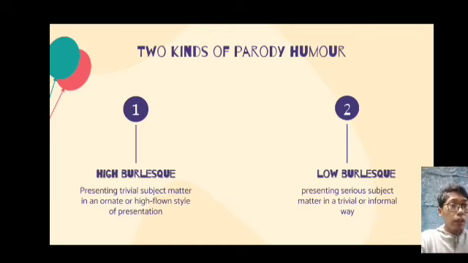Another form of high burlesque is mock heroic. Mock heroic imitates the form and style of an epic poem like Homer's Odyssey, which is quite formal and complex. Technically, it is a type of parody. Mock heroics induce humor by presenting an insignificant subject in the long, sophisticated style of epic poetry.